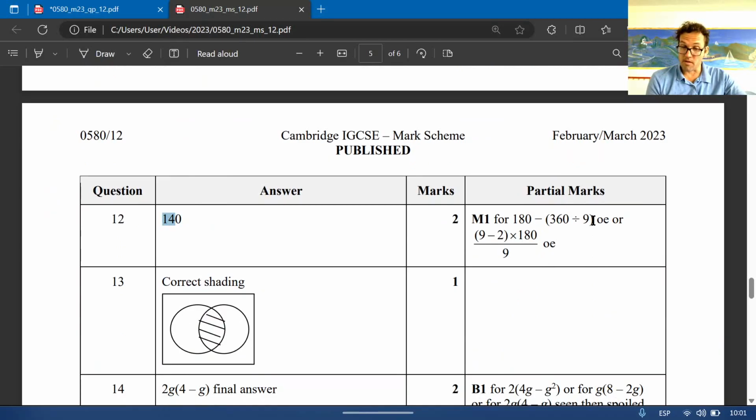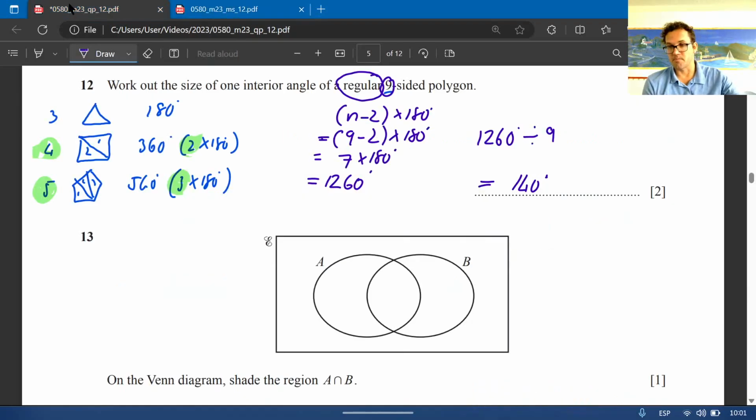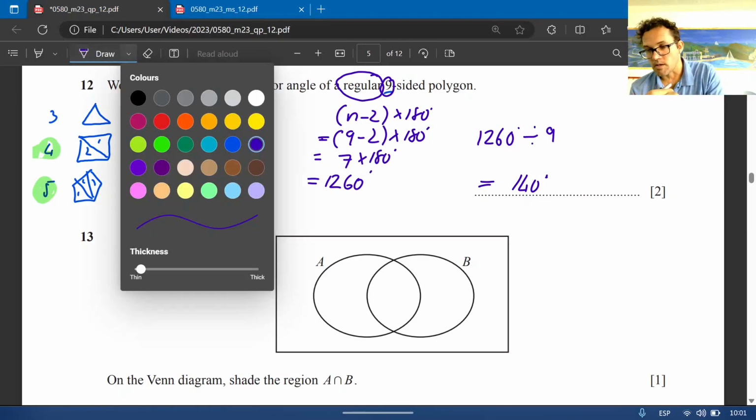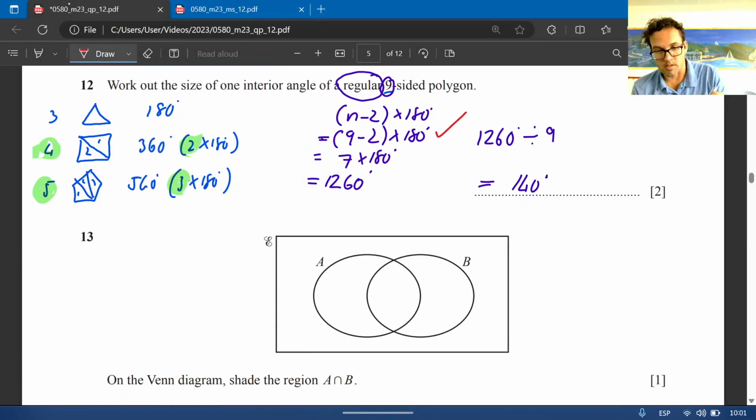There's another method, the one where you work with the exterior angles. And this is the method that I did. You get 1 mark for the method, and 1 mark for the answer.